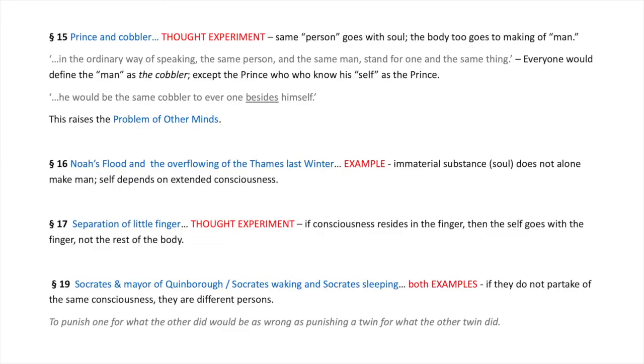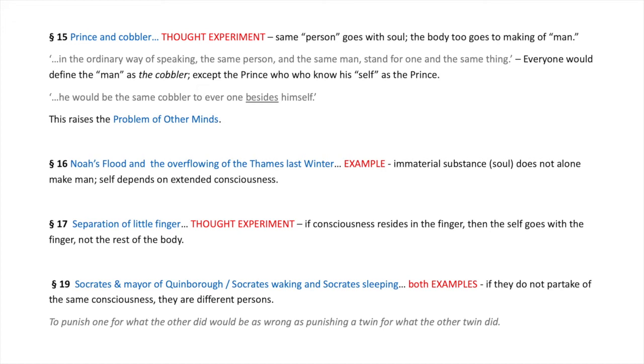Anyway, let's move on. What else does he include in the text? He next moves to a thought experiment, which is a very famous thought experiment called The Prince and the Cobbler. In this thought experiment, you'll know this thought experiment from the other video I've done. You'll be able to describe it. The conclusion that he draws from this thought experiment is that the same person goes with the soul.